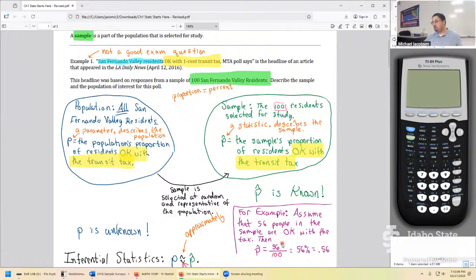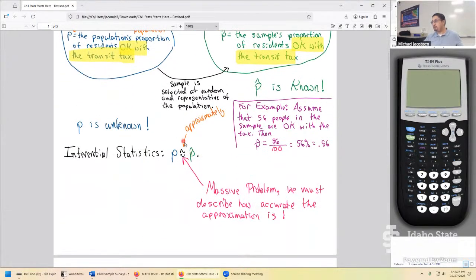For just a quick example, p hat is going to be the number of successes, 56, divided by the sample size, so it came out as 0.56. And so we can come back over here and say the population proportion is approximately 56%, or 0.56 if we prefer the proportion. But that's the issue. That's an approximation.